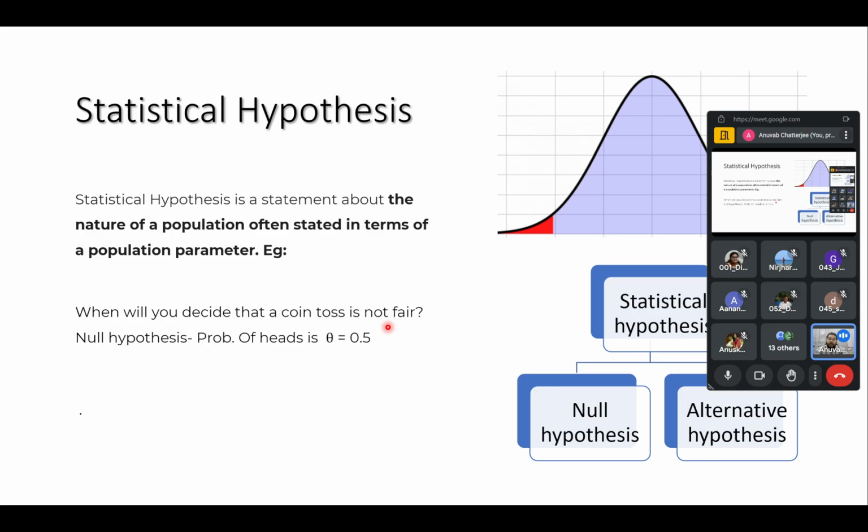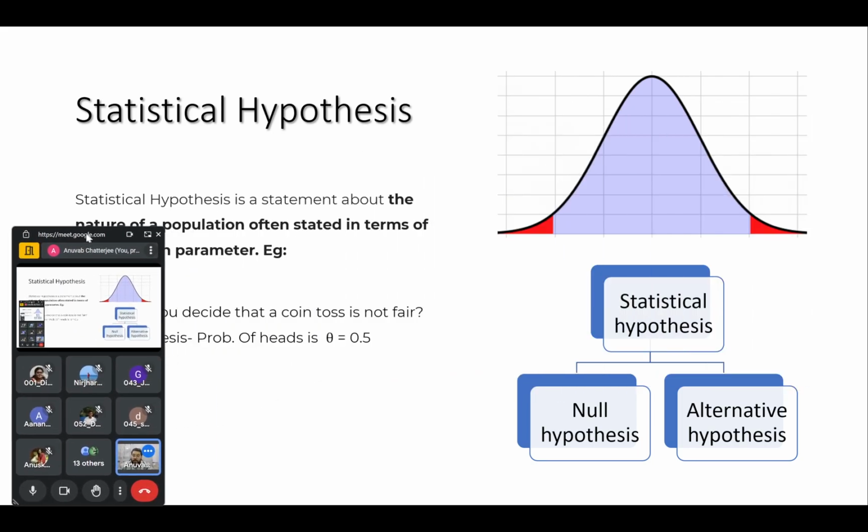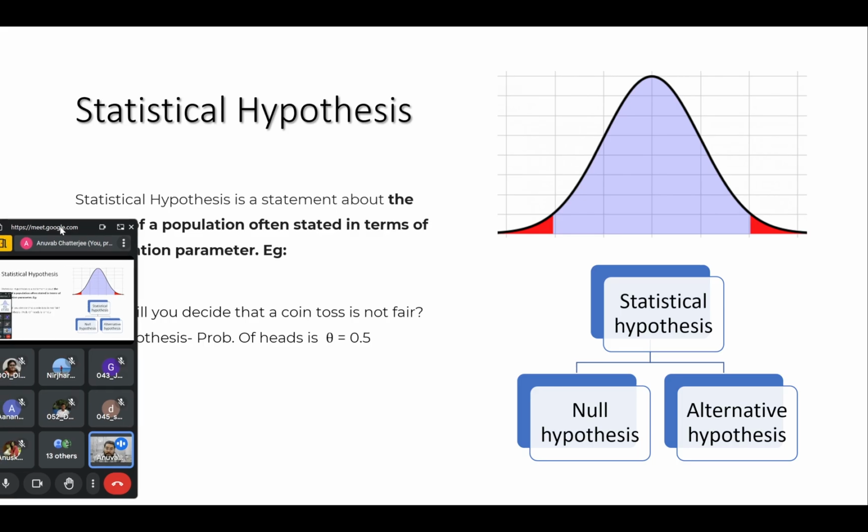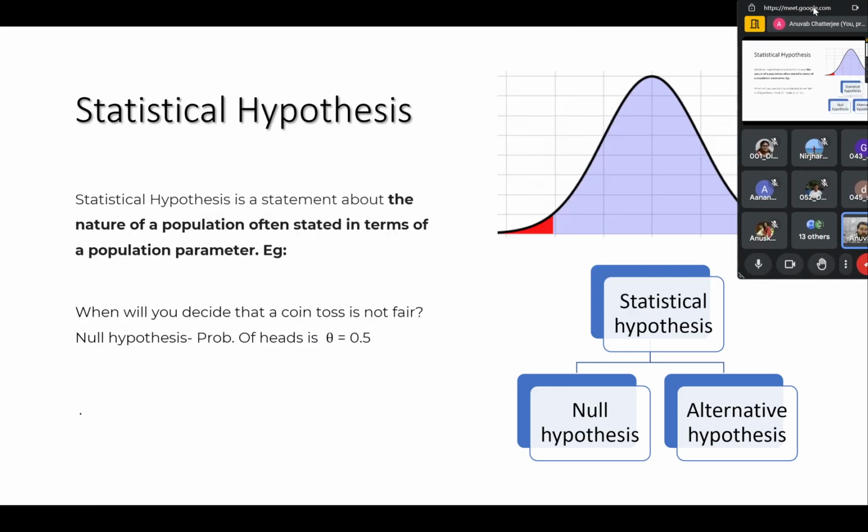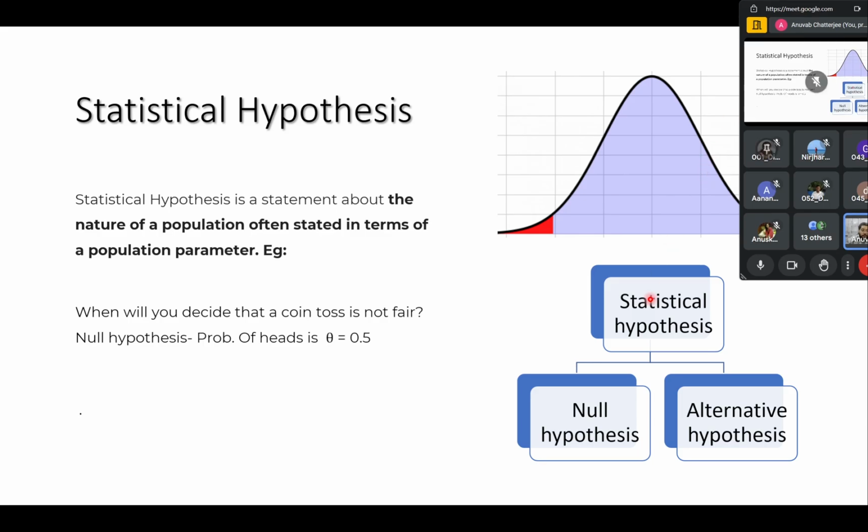So when you are dealing with a statistical hypothesis, you have your data already, and you have to decide how exactly to design your experiment. A statistical hypothesis has two parts. First is a null hypothesis. You have asked a question, you based a hypothesis on that, and then you asked a question based on that.